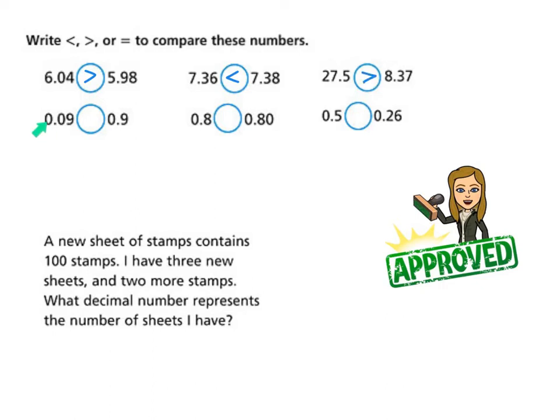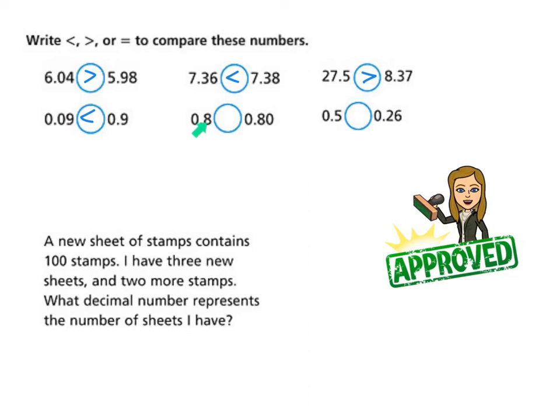Here we have no whole number, so this is 9 hundredths compared to 9 tenths. All right, well, right away I notice no dimes, no tenths place here versus 9 dimes or 9 tenths. So that makes this one larger right away. 9 tenths is bigger.